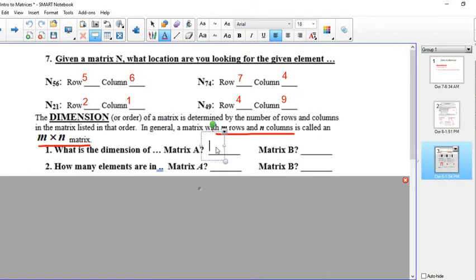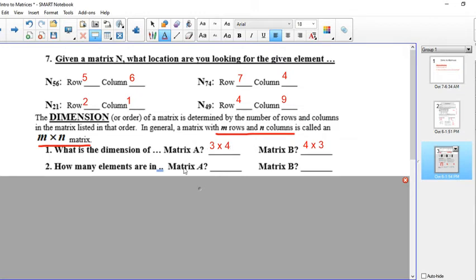So the dimensions of matrix A, remember we said that had 3 rows and 4 columns. So I write that as a 3 by 4. Matrix B, I said, was the opposite with 4 rows and 3 columns. The X in the middle just means by, so you can say this as a 3 by 4 matrix.